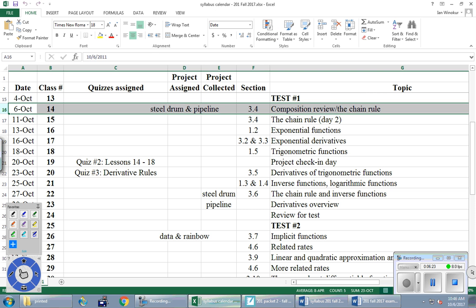All right, so taking a look at the calendar, I handed out 2 projects at the test. You didn't have to look at them between now and then, but I just figured in case folks wanted to, I'd give them to you. So 2 new projects, just like before, and they are due 1 class apart. Looks like end of October. Steel drum and pipeline.